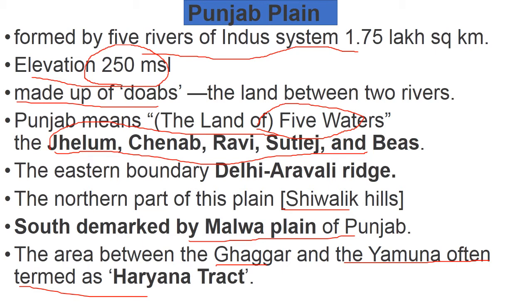The eastern boundary of this Punjab plain is the Delhi Aravalli range. The northern part of this plain is the Shivalik range, or the Shivalik hills, and the southernmost part of this Punjab plain is demarcated by the Malwa plain of Punjab. The area between the Ghaggar and Yamuna, often termed the Haryana tract, means the area between the Ghaggar and Yamuna rivers. It's also one plain region. Panipat is an example of this tract.